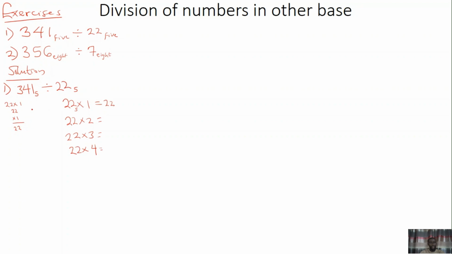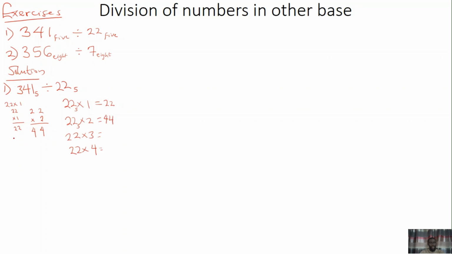Now 22 times 2 in base 5, let's check it out. If we say 2 times 2, that is 4. It's still less than 5, right? So we'll write it. Then 2 times 2, that is 4. Still less than 5, right? So therefore 22 base 5 times 2 is equal to 44.